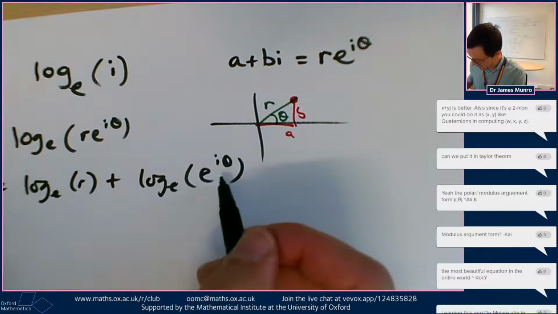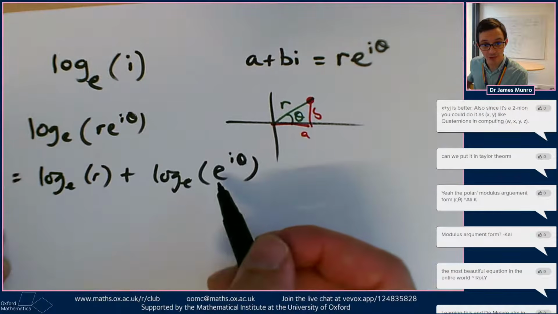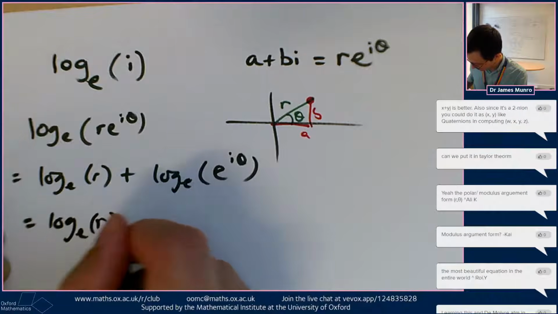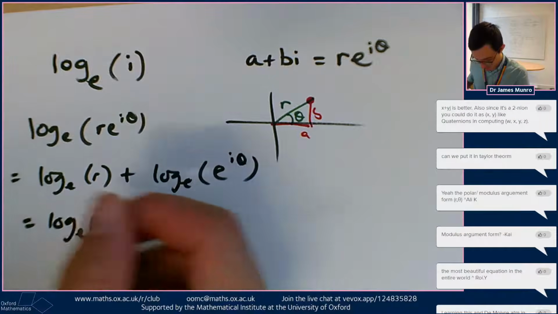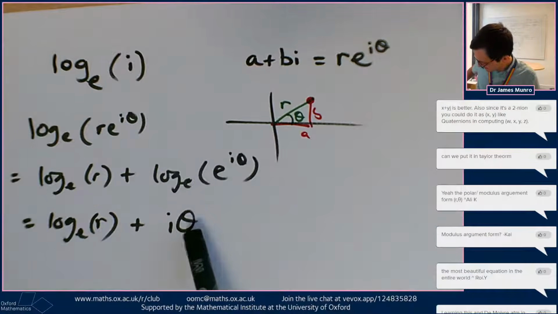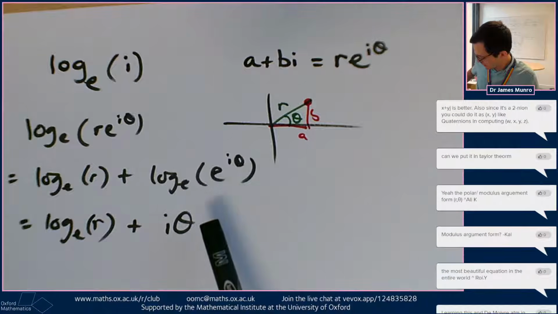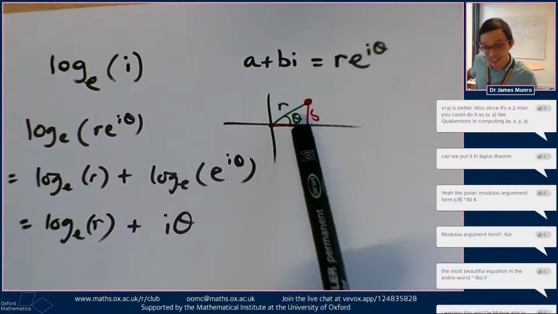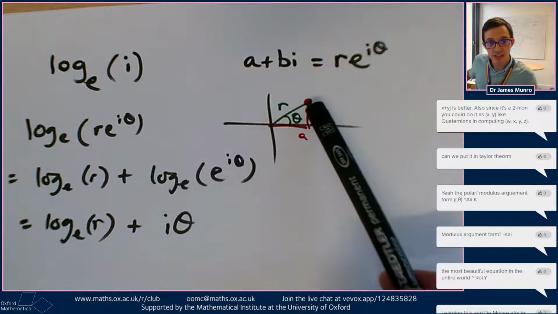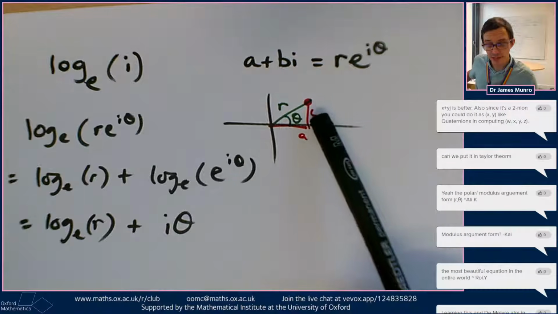And then there's log base e of what do you raise e to the power of in order to get e to the i theta? Well, you raise it to the power of i theta. So you get log base e of r, which is a real part, and you get i theta, which is an imaginary part. And this is an oversimplification because logarithm doesn't quite work like this. There's something going on with this angle. Now, another way to say this is that if I increase the angle by 360 degrees, then I get round to the same point. The angle's not uniquely defined by a and b.